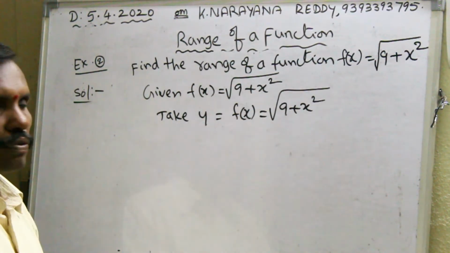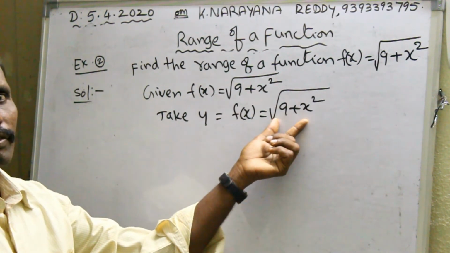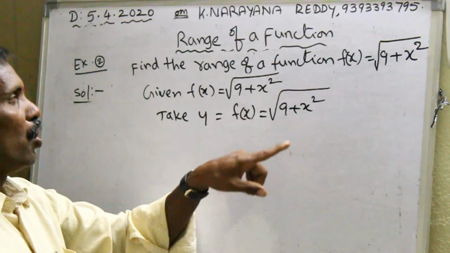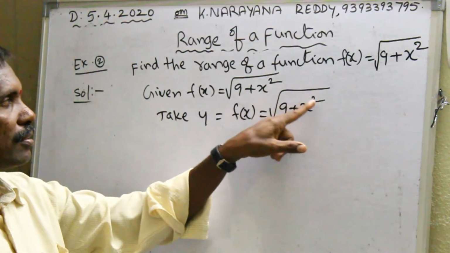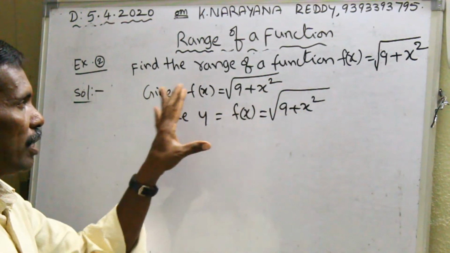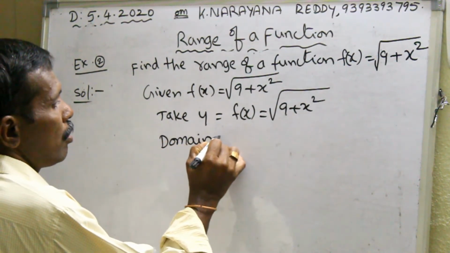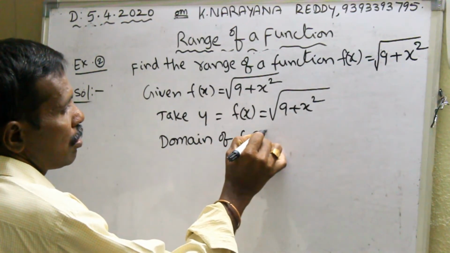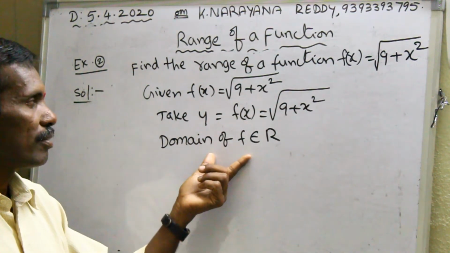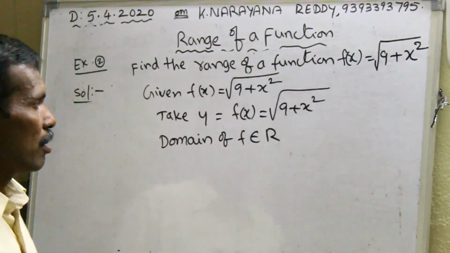Now, what is the domain of this function? Simple. Always this is positive. Why? Because if you take 0 in the place of x, you get root 9, that is 3, some different value. So the domain of f belongs to R, that is real numbers, because this is a real valued function.